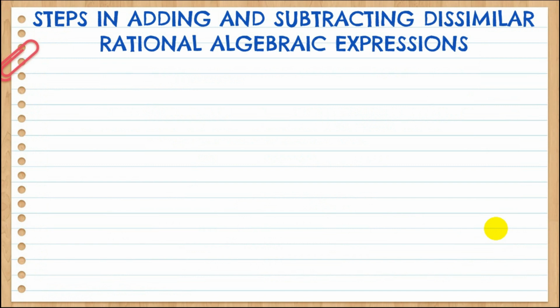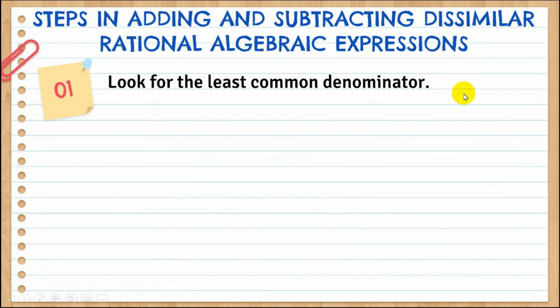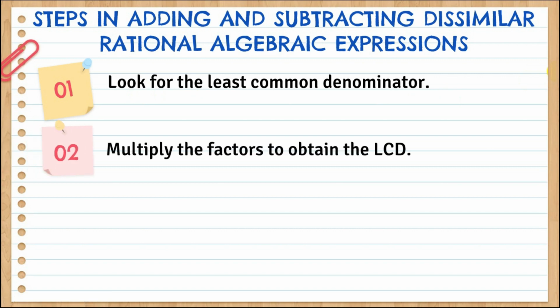Okay, so what are the steps in adding and subtracting dissimilar RAEs? Step number 1, we have to look for the LCD. So, ito nga po yung ginawa natin dun sa part 1 wherein naghanap tayo ng mga LCM. Then, on step number 2, multiply the factors to obtain the LCD. So, this step is the counterpart of our step in adding and subtracting fractions wherein dinidivide natin si LCD by the denominator then multiply to the numerator. So, medyo pinaikli lang natin para mas hindi kayo malito when it comes to making our dissimilar RAEs into similar RAEs.